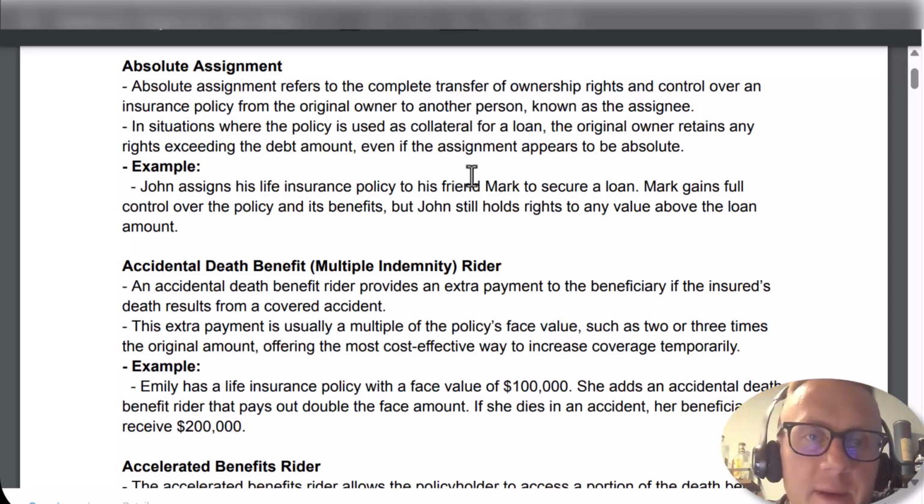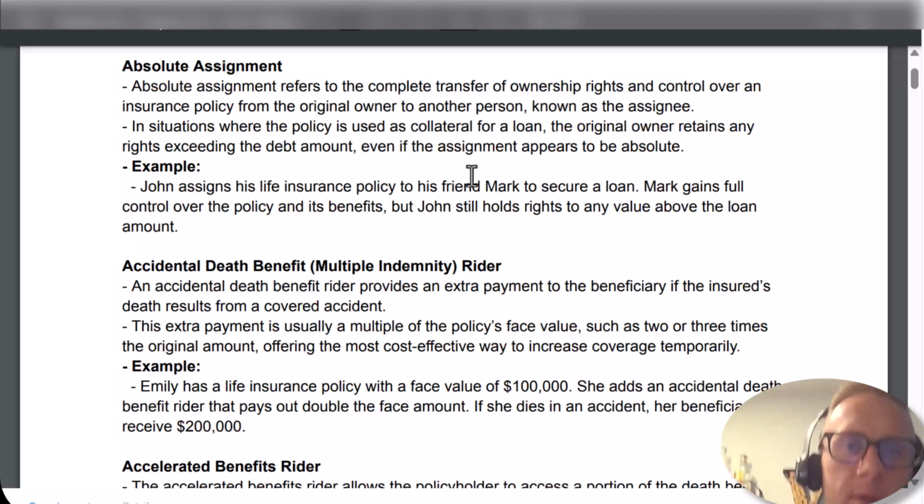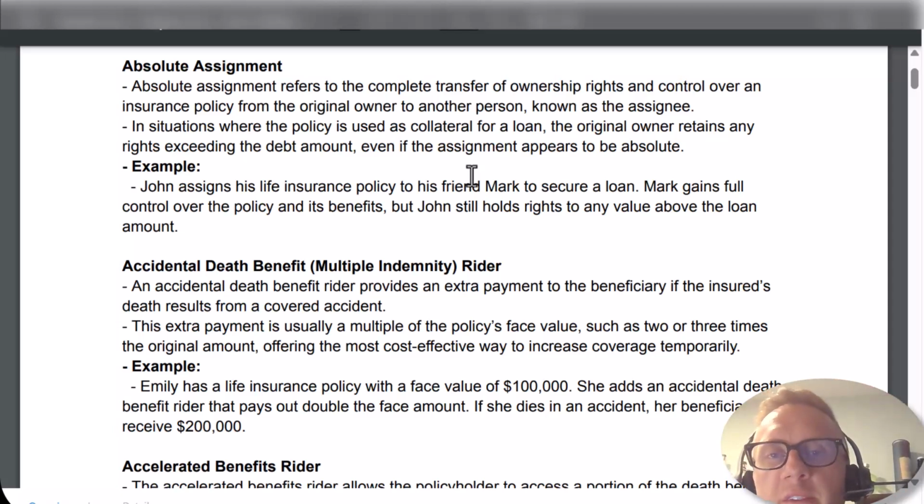Next, accidental death benefit, or the multiple indemnity rider. So an accidental death benefit rider provides an extra payment to the beneficiary if the insured's death results from a covered accident. This extra payment is usually a multiple of the policy's face value, such as 2 or 3 times the original amount, offering the most cost-effective way to increase coverage temporarily. So what an accidental death benefit rider does is it increases the amount of money that the beneficiary receives if the insured dies as the result of an accident.